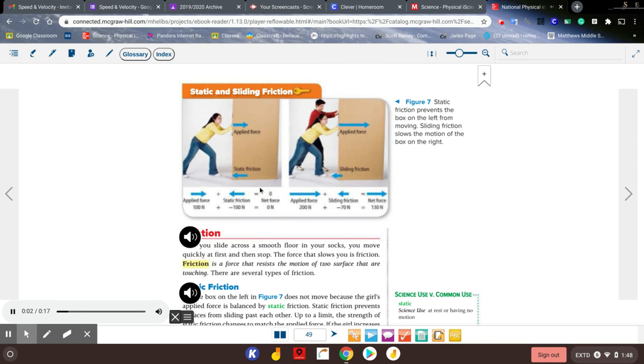Friction. If you slide across a smooth floor in your socks, you move quickly at first and then stop. The force that slows you is friction. Friction is a force that resists the motion of two surfaces that are touching. There are several types of friction.